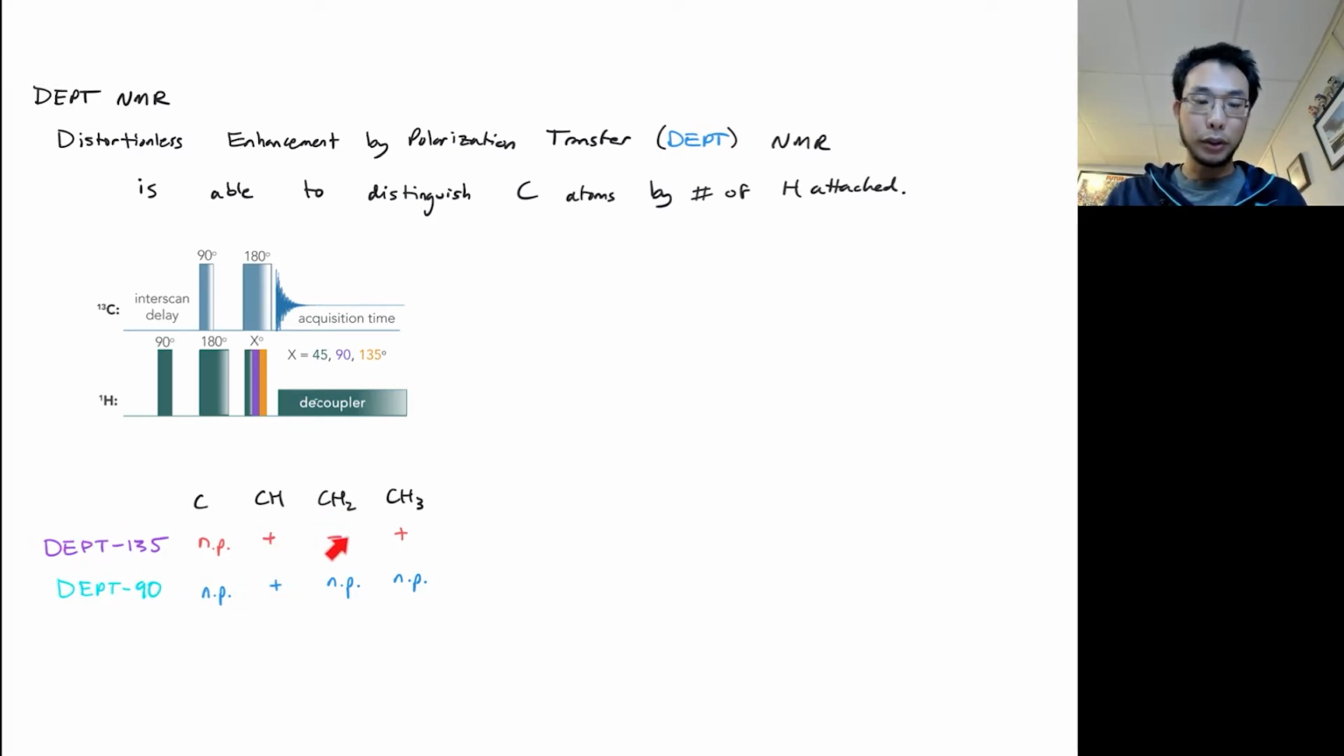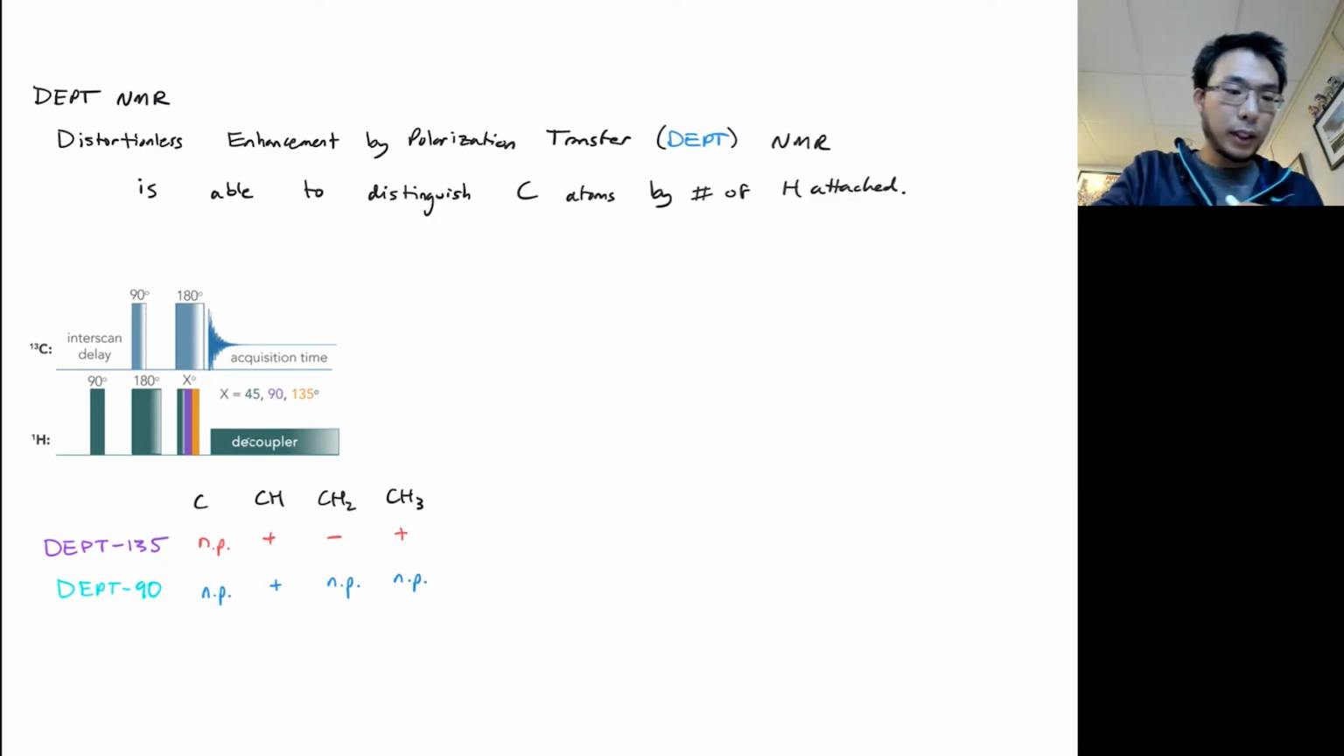If it's a CH2, you'll get a negative DEPT 135 and nothing in the DEPT 90. And if it's a CH3, or a methyl group, then you'll get a positive DEPT 135 and nothing in the DEPT 90. And so this happens to be a very convenient way for us to determine, given a carbon, whether it is a carbon with no hydrogens, one hydrogen, two hydrogens, or three hydrogens attached.